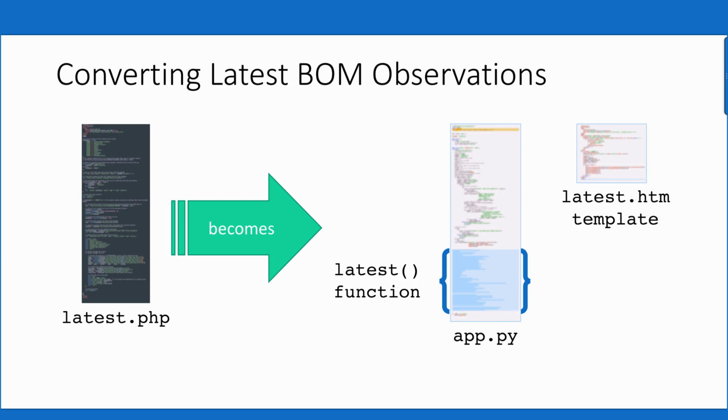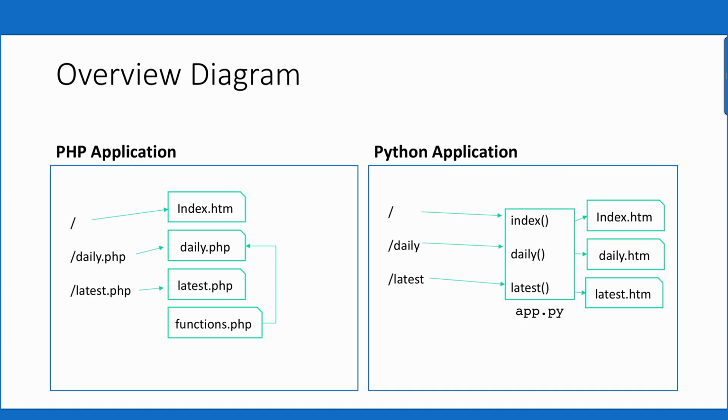Latest.php is converted to the latest function in app.py, and the template latest.htm. The function handles processing the data, and the template handles presenting the data. To get an overview of the changes made: in the PHP application, specific files respond to URL requests. For the Python application, the URL requests are handled by Flask, which executes the function associated with the URL. In turn, each function has its own template, which is used to dynamically generate the requested web page.